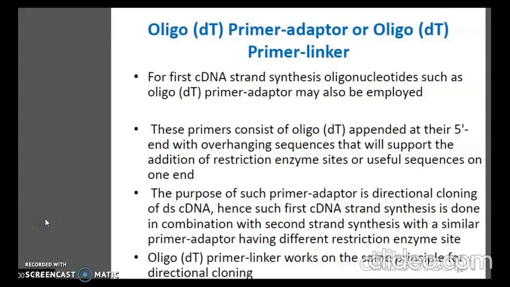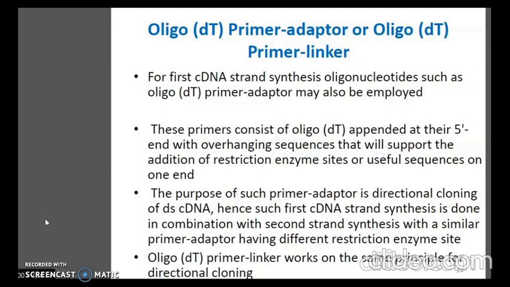Oligo-dT primer adapter or oligo-dT primer linker. For first cDNA strand synthesis, oligonucleotides such as oligo-dT primer adapter may also be employed. These primers consist of oligo-dT at their 5' end with overhanging sequences that will support the addition of restriction enzyme sites or useful sequences on one end.